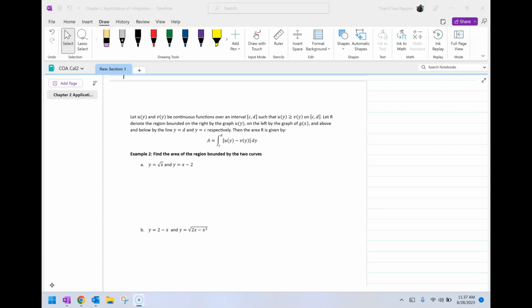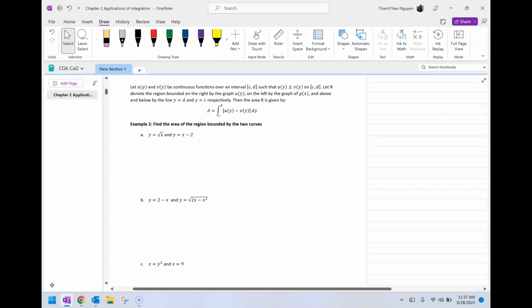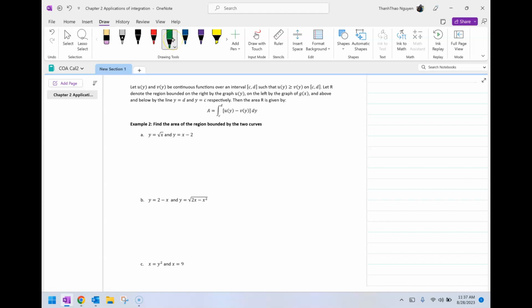Find the area of the region bounded by the two curves y equals square root of x and y equals x minus 2. So again, let's start with our little graph, and we also want the x-axis as well.